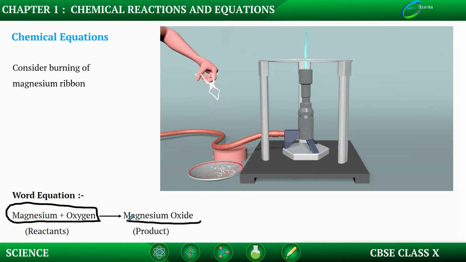Reactants are written on the LHS. Products are written on the RHS. The arrow mark represents the flow of the reaction.